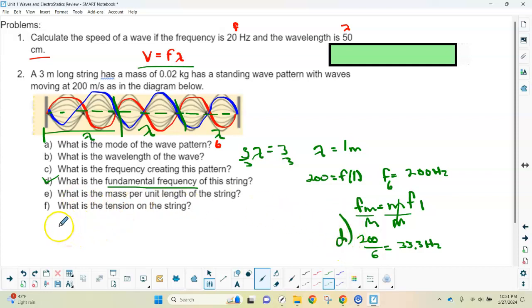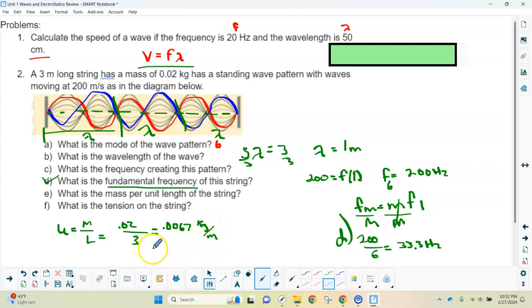The mass per unit length, that's this mu constant for the string. So it's mass over L. The mass was 0.02, and you're going to divide that by the 3 meters. You'll get a number that keeps going, but it's 0.0067, we'll just round to, and it would be kilograms per meter.